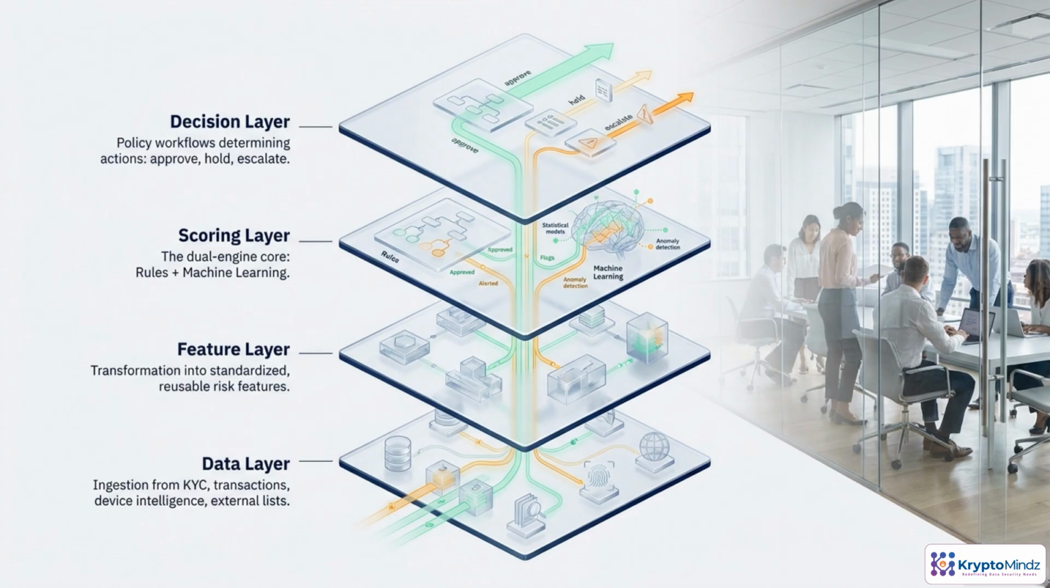Think of a modern eKYC or AML platform as a four-layer risk engine. At the bottom, raw data flows in from KYC checks, transactions, devices, and external lists. Next, you normalize that into reusable features: velocity metrics, geolocation patterns, behavioral signals. On top of that, a scoring engine blends deterministic rules with machine learning to assign risk scores and flags. Finally, a decision layer turns those scores into actions: approve, hold for review, or escalate for enhanced due diligence.